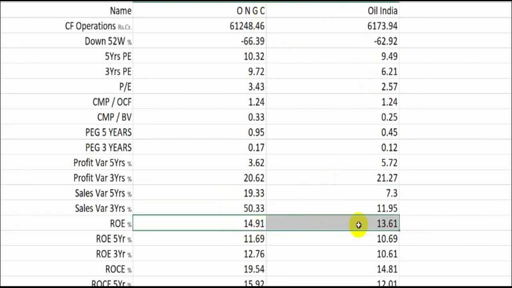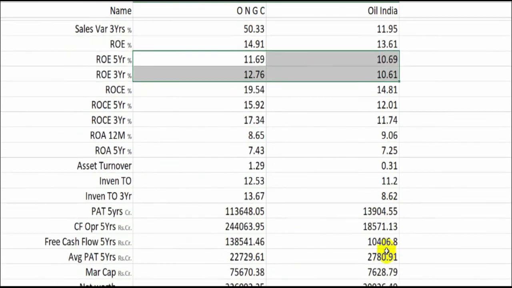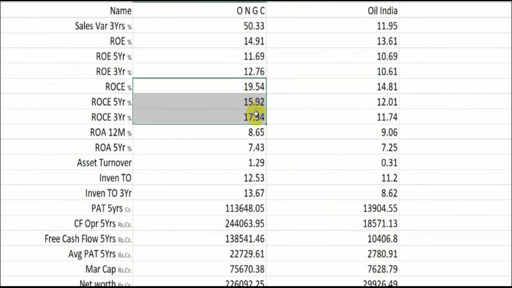ROE for both the companies was around 14.9 and 13.6, very nearby. Even when we look at the averages, ONGC's ROE averages were better than Oil India's. Return on capital employed was also higher for all the three valuation return ratios that we are looking at compared to Oil India's. So 19 was the recent ROCE, and 5 years average was around 15 and 3 years average was 17, and the current ROCE is above its averages.